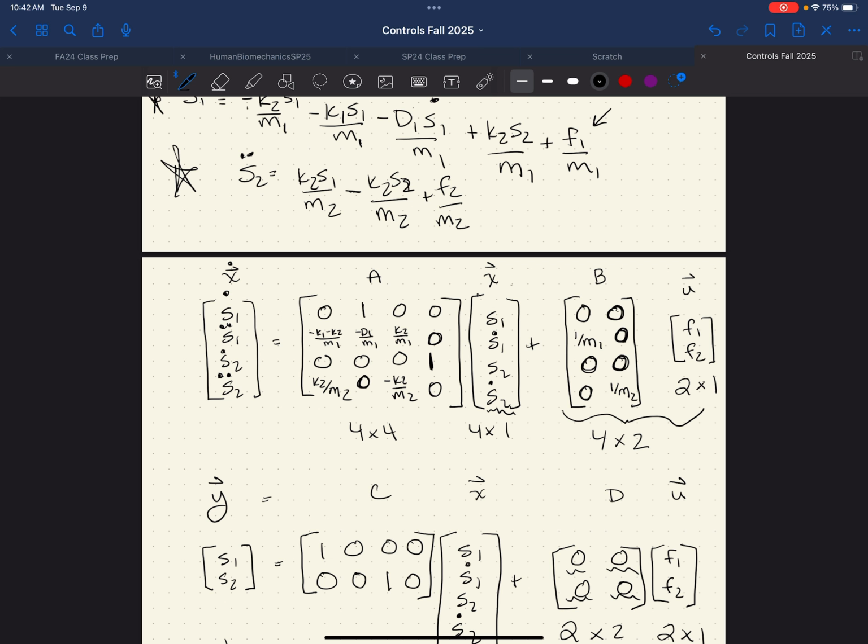C equals 1, 0, 0, 0. Next row, 0, 0, 1, 0. That's it. D equals 0, 0, 0, 0. I could have also done zeros 2 by 2. That would have done the same thing.